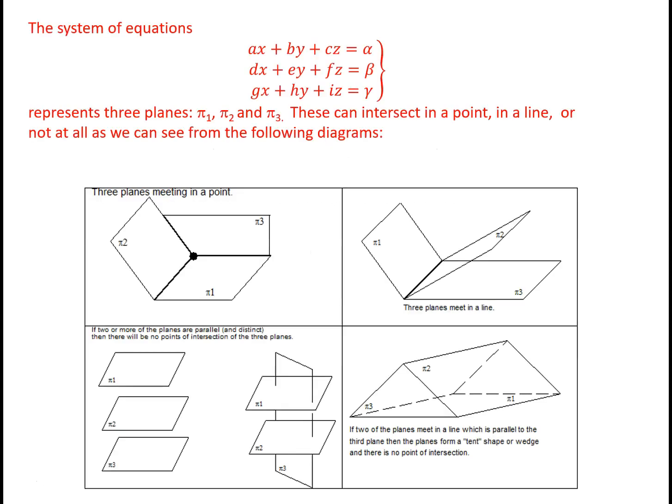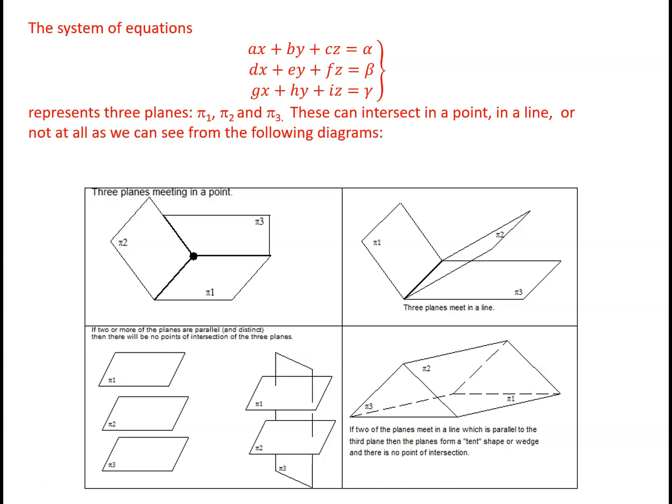If we've got a system of 3 equations of the form ax plus by plus cz equals alpha, dx plus ey plus fz equals beta, gx plus hy plus iz equals gamma, then these 3 equations represent 3 planes, pi 1, pi 2 and pi 3 we could call them, and these 3 planes can intersect in a variety of different ways.